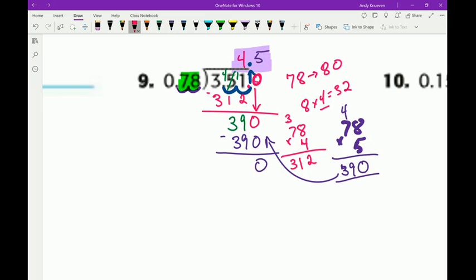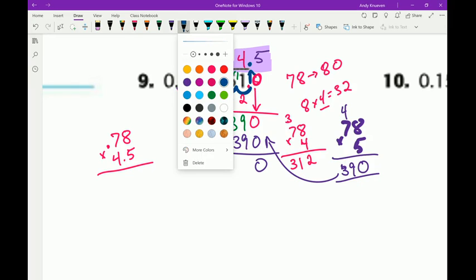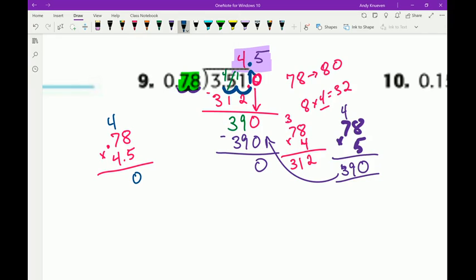And I could check my work by saying 0.78 times 4.5. And remember, when we multiply decimals, our place values do not need to line up. 5 times 8 is 40. 0 down, carry the 4. 5 times 7 is 35. Plus 4 is 39. I put my placeholder 0, right? Please don't forget that. Now I multiply 4 and 8. I get 32. 2 down, carry the 3. 4 times 7 is 28. 28 plus 3 is 31. I now add this all together. 0, 0, 0. 9 and 2 is 11. 1 down, carry the 1. 1, 3, and 1 is 5.